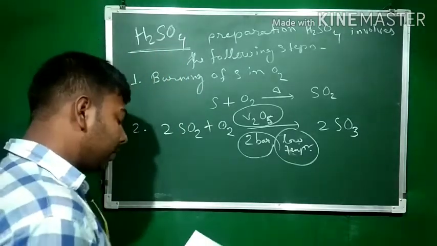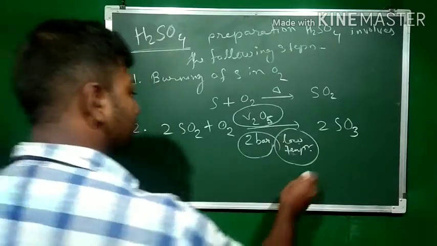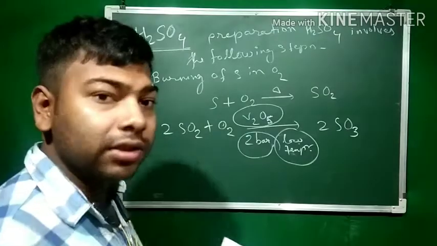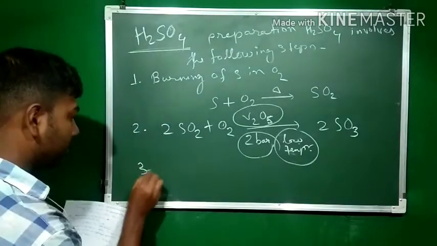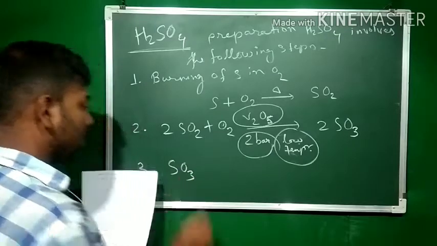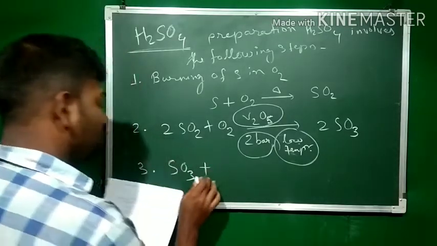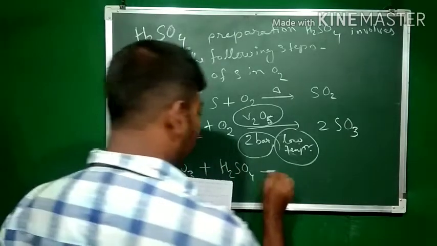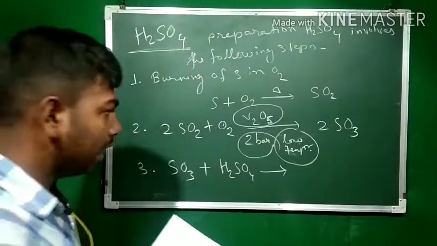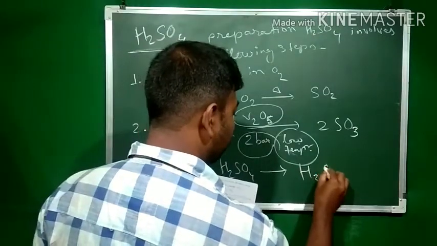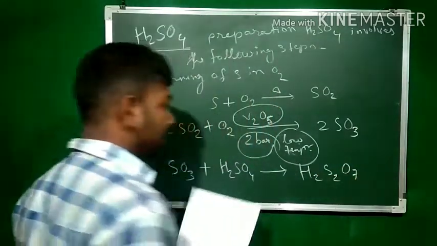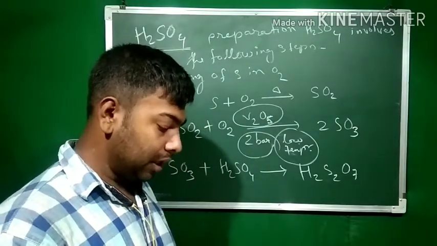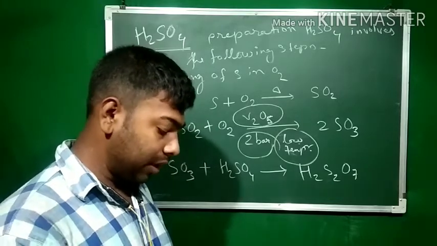Next step. This sulfur trioxide reacts with sulfuric acid, H2SO4, and produces another acid, H2S2O7, and this acid has a name.